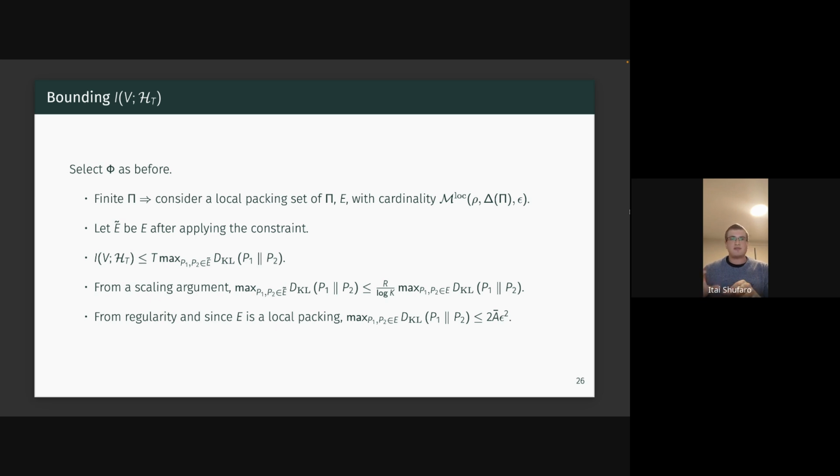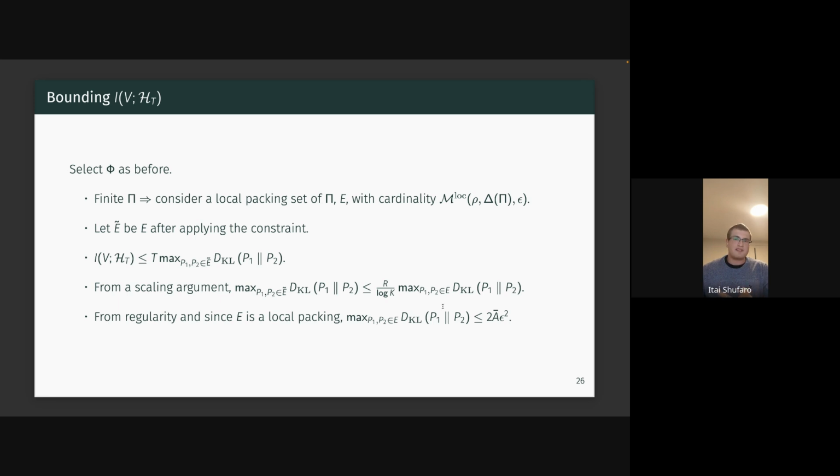Since we have some specific prior P of pi star, we will look at E tilde here to be E after applying our constraint on the KL divergence. We also know that this mutual information term here can be upper bounded by T times the maximal possible KL divergence in our set. Why is that? This is because you can decompose the mutual information term and write it as a sum of T KL divergences. From a scaling argument of the information radius, we can upper bound this maximal KL divergence by R divided by log K times the maximal KL divergence without the constraint.